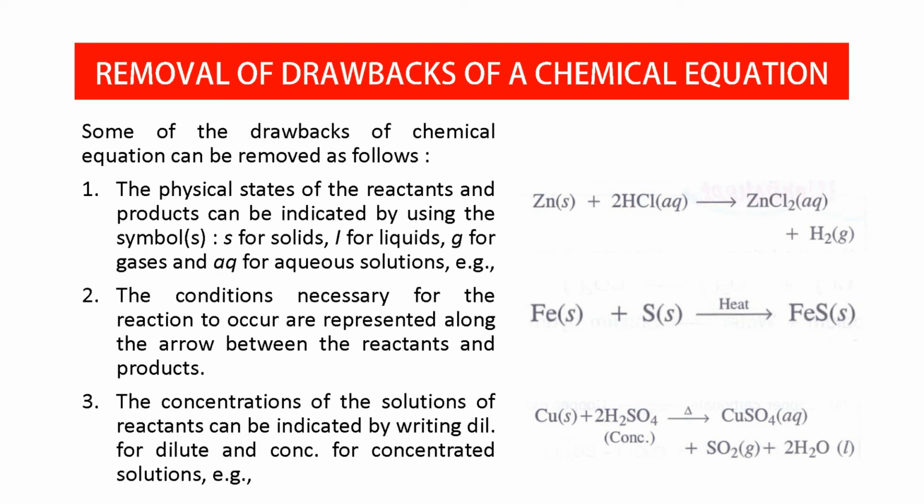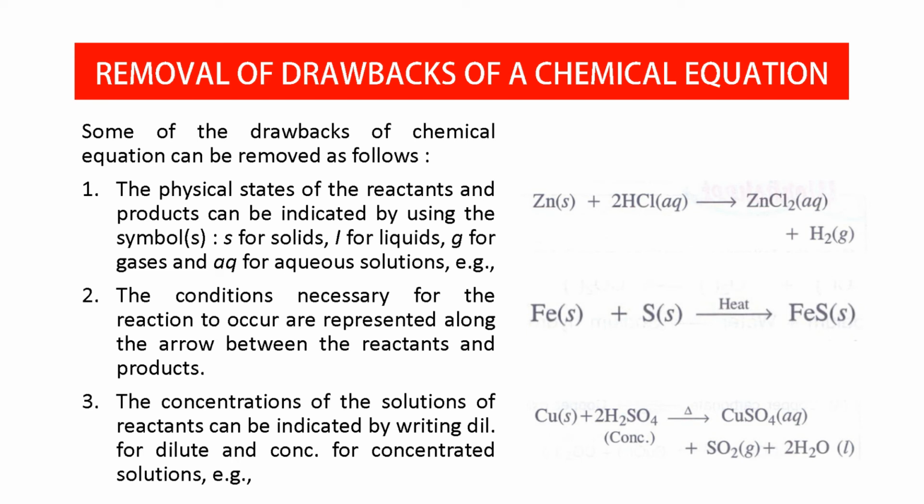In this reaction you can see zinc plus hydrochloric acid. There is S written in the bracket. It means zinc is in the solid state. And for HCl, AQ is written in the bracket. It means HCl is in the aqueous state. It's a solution. Then what will form? Zinc chloride, again an aqueous solution because AQ is written. Then H2 and G is written. It means H2 gas is liberated in this reaction. So you can see we can write symbols to indicate the physical state of the reactants and products.